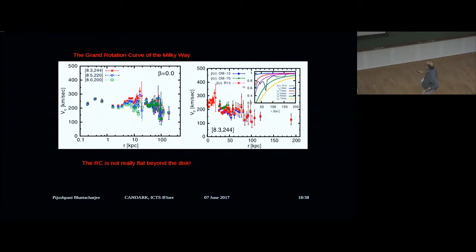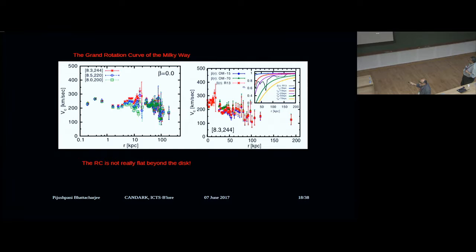Just before that gap, you seem to have some very large error bars, which might indicate fainter stars. No, these are not. What has happened is there are three different local standard of rest rotation curves plotted. So yes, that's got to do with that sample.